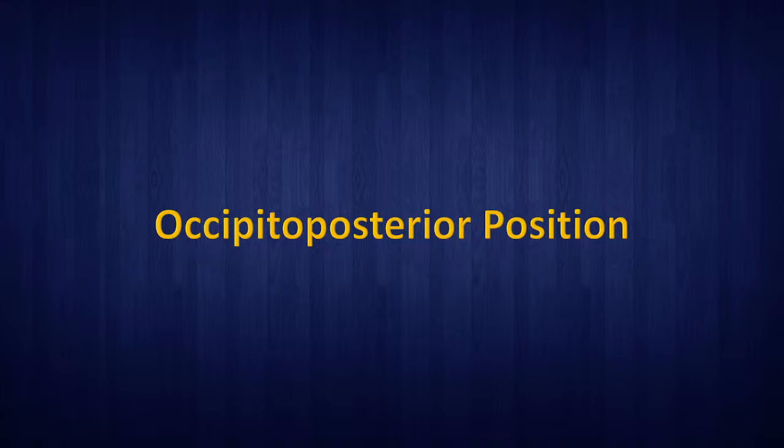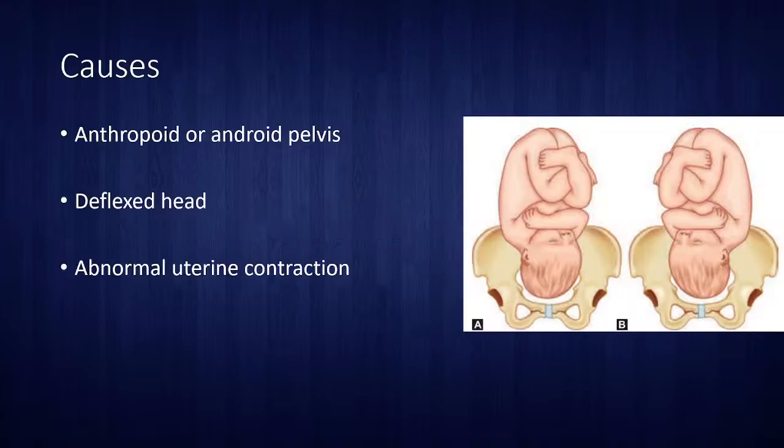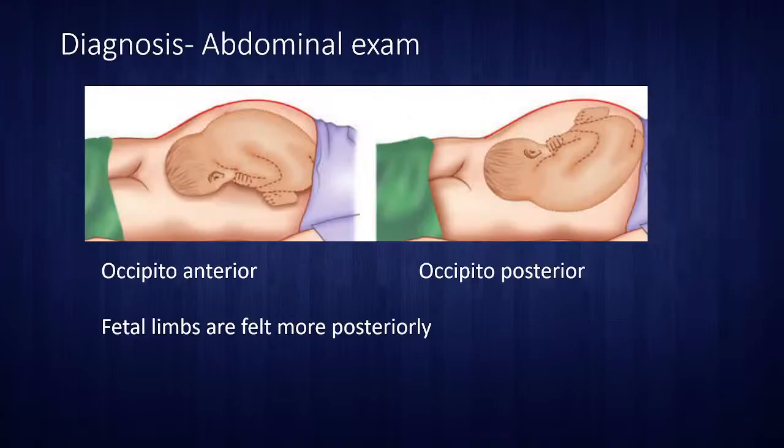Then this is regarding the position. Till now I was discussing abnormal presentations. This is the position which is abnormal, that is occipito-posterior position. Here the presentation will be cephalic, but the position will be different; the occiput will be in the posterior position. So quickly I will enumerate and explain. It occurs in anthropoid pelvis, deflexed head and abnormal uterine contraction.